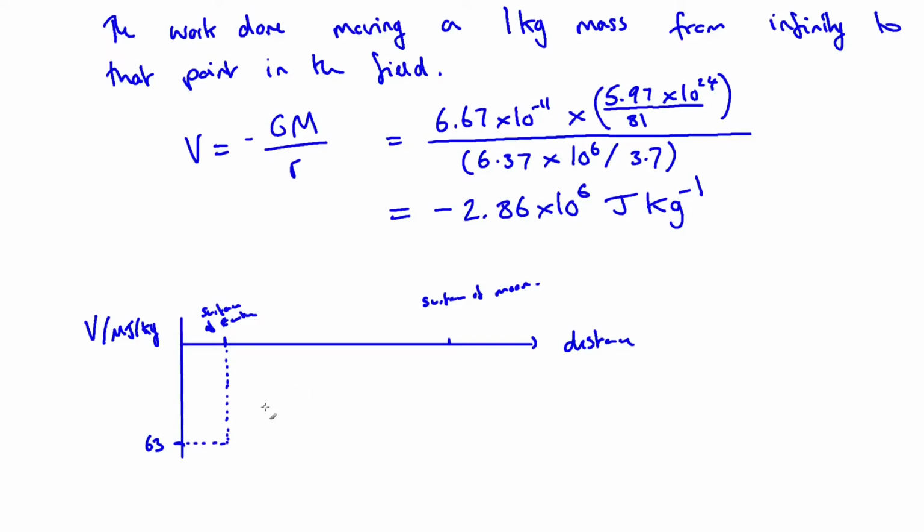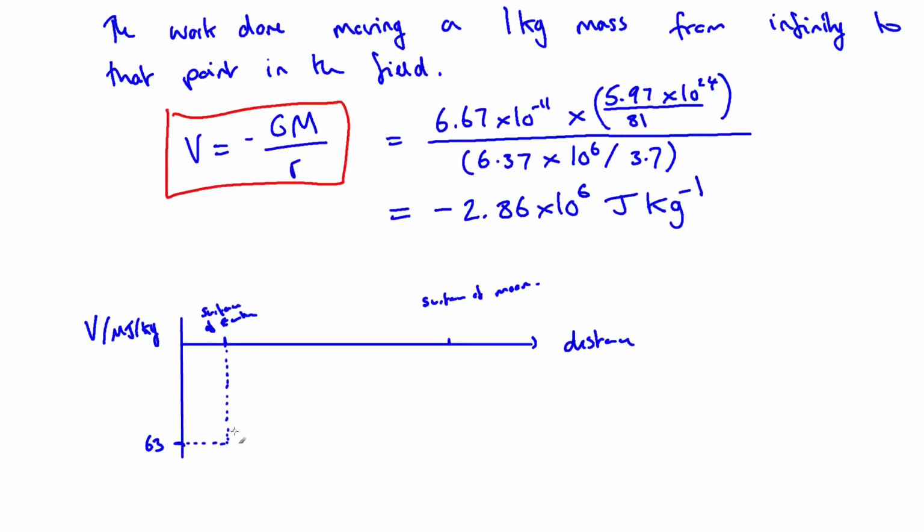Part C, sketch a graph below to indicate how the gravitational potential energy due to the Moon varies with distance along a line outwards from the surface of the Earth to the surface of the Moon. Okay, well, we know we've got a formula for gravitational potential here. So basically here we know that as r increases, as we move away from the surface of the Earth, the value of V will drop. Well, it'll be the magnitude anyway will drop.